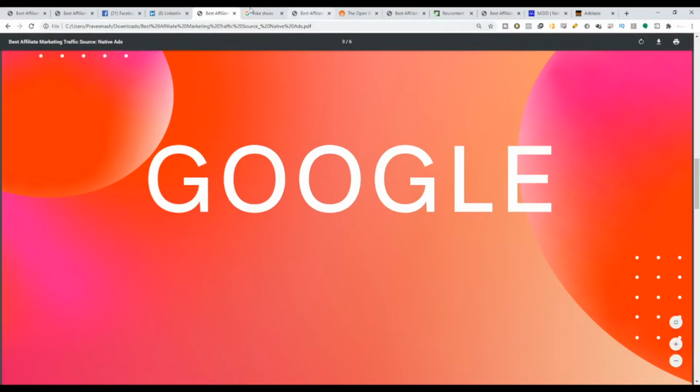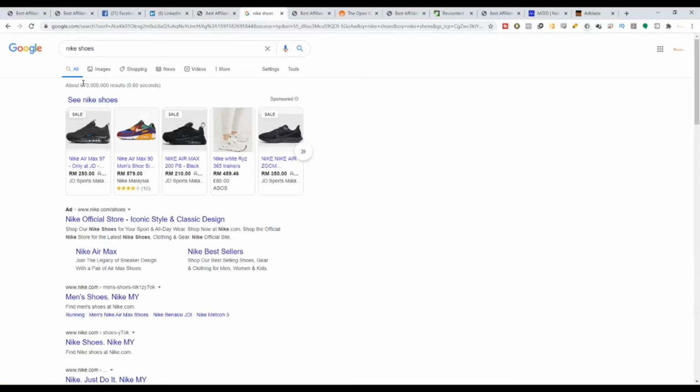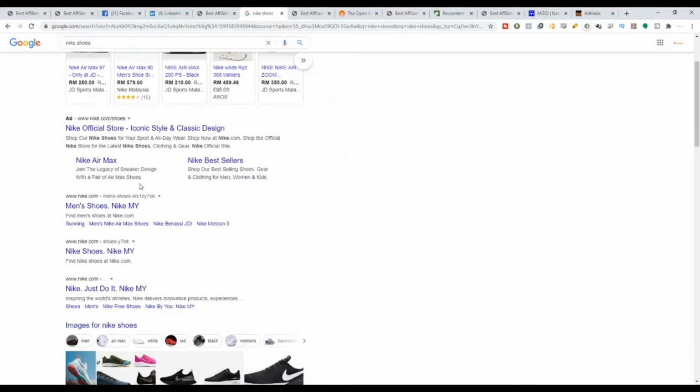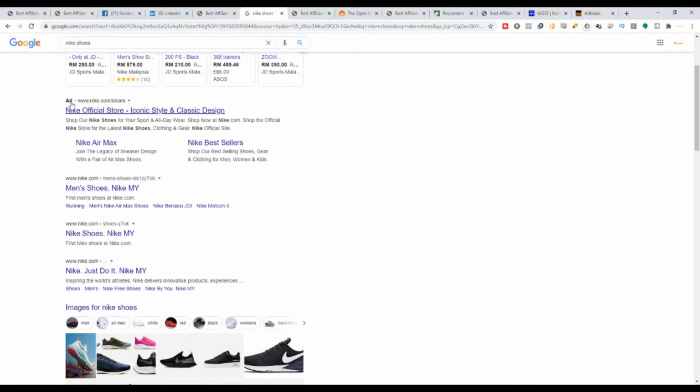If you go to Google and search for Nike shoes, for example, you can see this one over here. This is a Google Shopping ad. No, this is not the one that we're going to talk about. But when you see this one over here, this is a search result ad, and this is a normal ad. Can you see this? This is the difference.